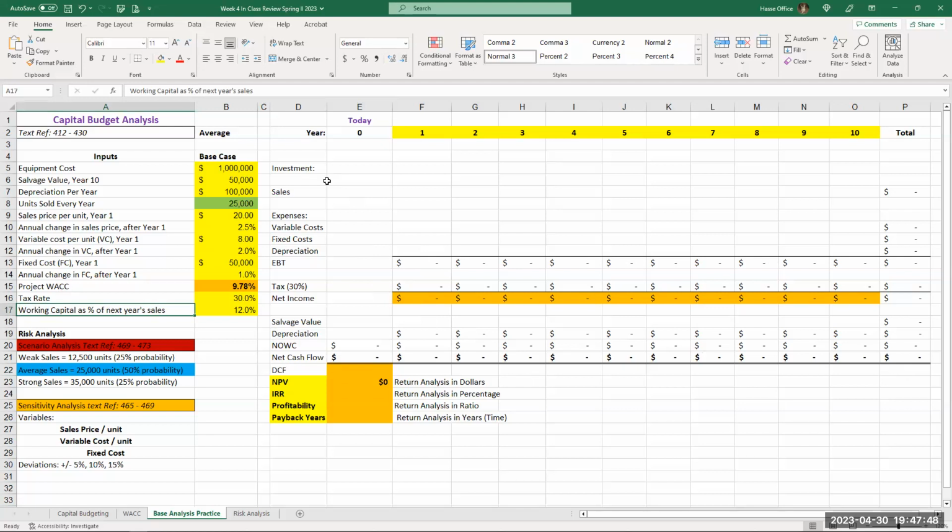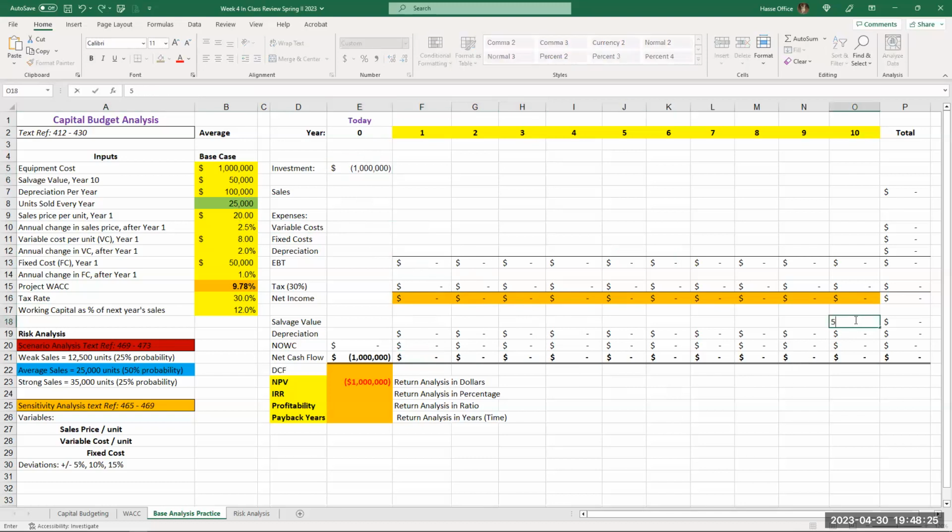You're also going to be doing this next weekend when I post our course assessment case paper, which is due on May 28th. So here's our investment. We're spending $1 million in year 0. Notice I have a lot of the formulas already set up in this template, which makes it nice and convenient for you to review. So again, today is year 0. We're investing $1 million. We're also going to have a salvage value of $50,000 in year 10. So let's put that there.